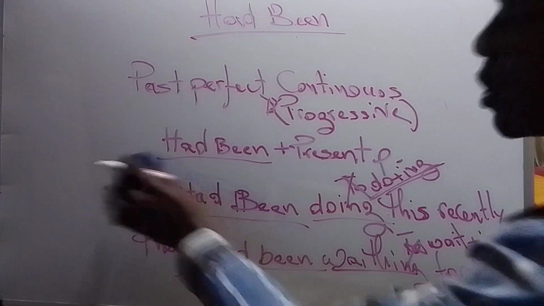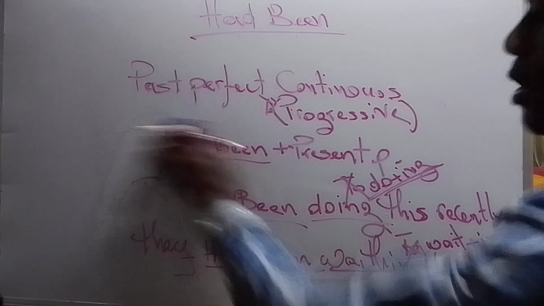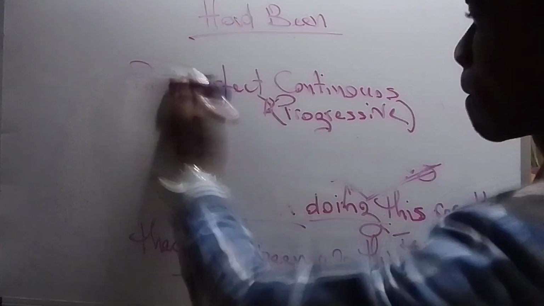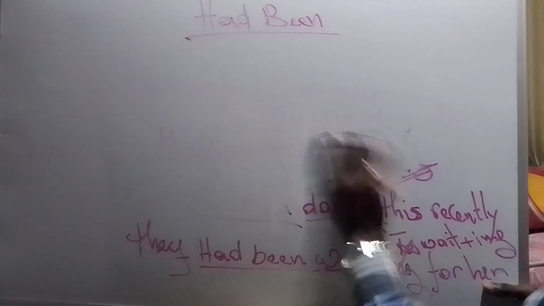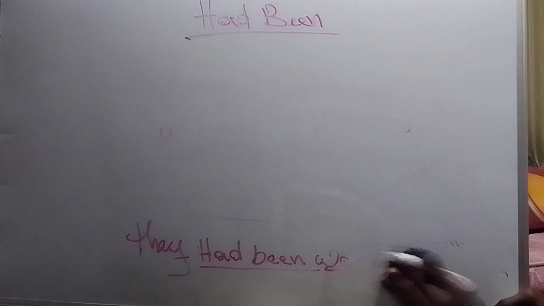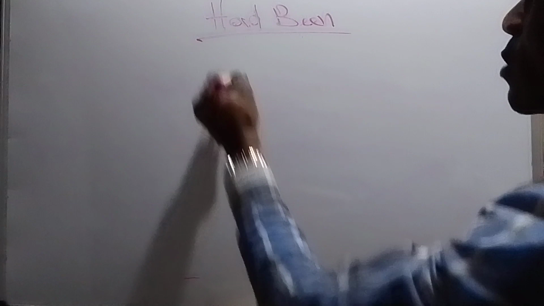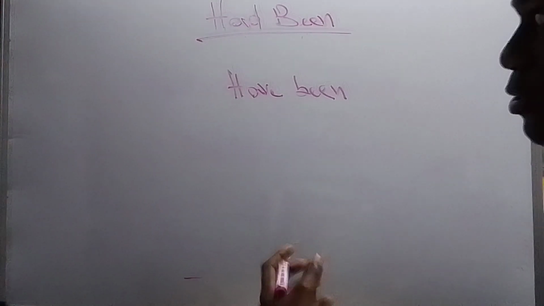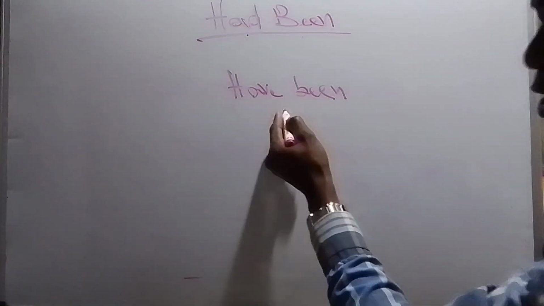So what is really the difference between the past perfect continuous and the present perfect continuous? What is the difference, guys? Well, we use had been for the past perfect continuous and have been for the present perfect continuous.